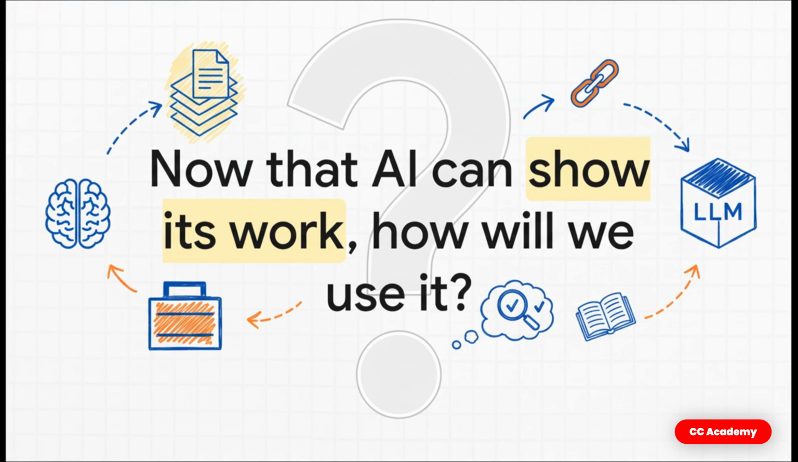Which leaves us with one last pretty crucial question to think about. For years, we've had to deal with AI that just couldn't explain itself, but now it can finally show its work. So how is that going to change the way we use it? What does real accountability look like in an age where our AI is finally verifiable?